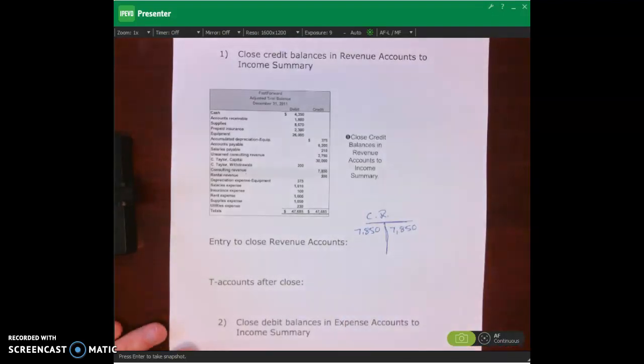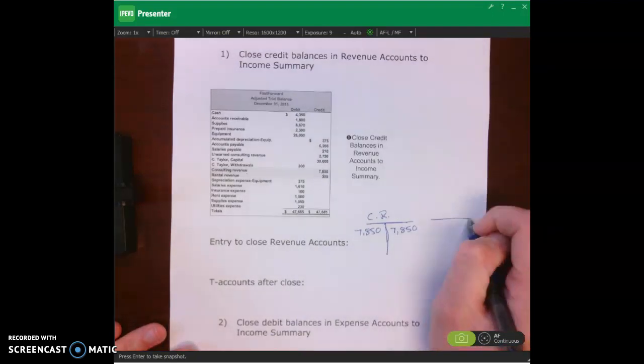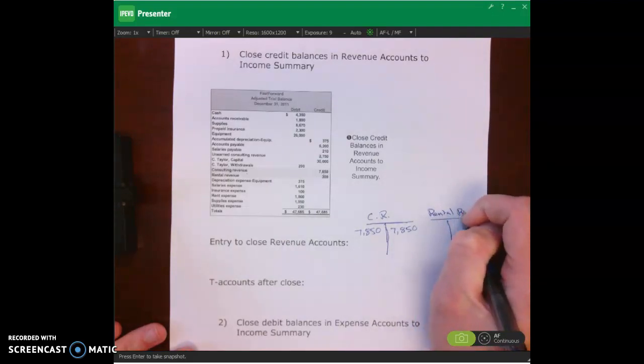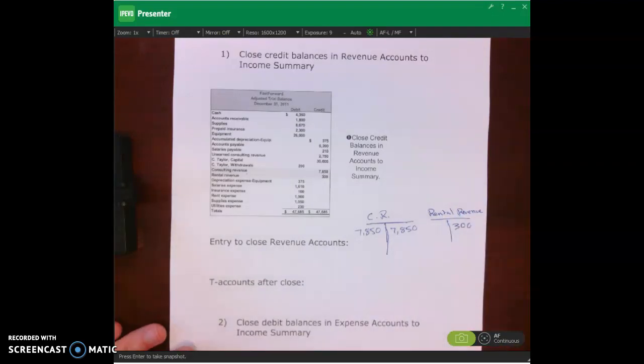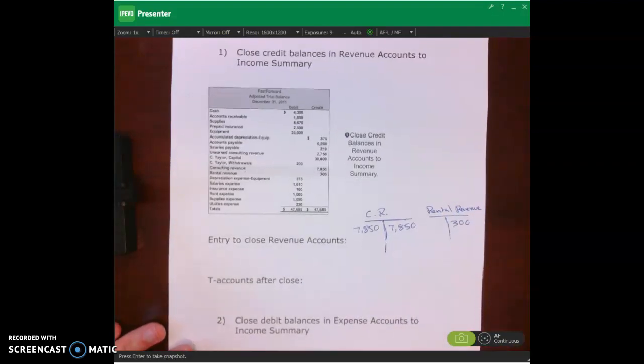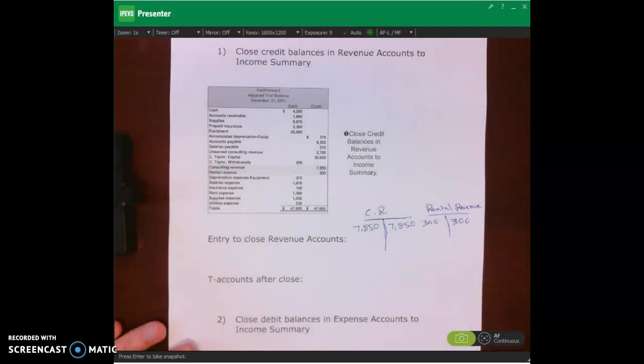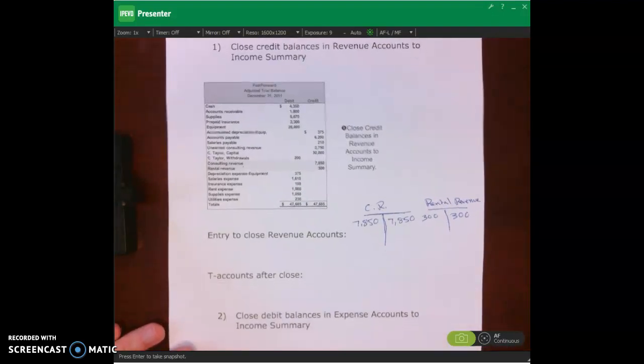So I'm going to debit my consulting revenue for $78.50. And then I'm going to look at my rental revenue. That's the other thing I have. It says it's $300, and that's also a credit balance of $300 on the right side of the T account. How do I give rental revenue a zero balance? I debit it, $300 right there. So now we can think about our journal entry.